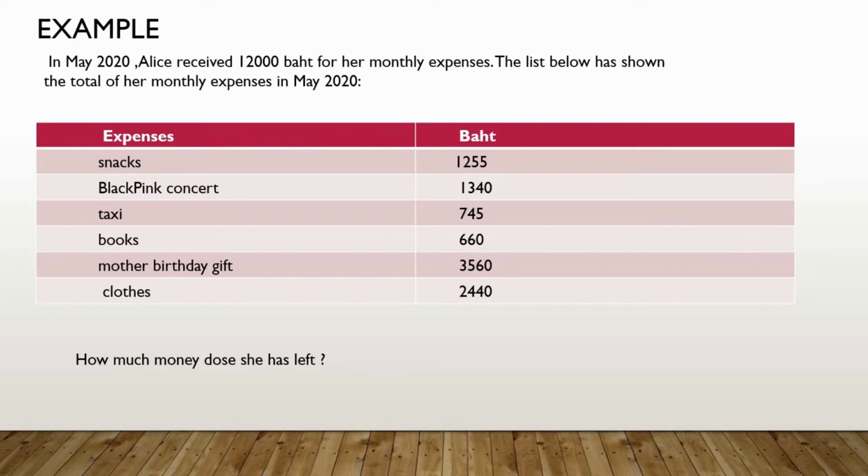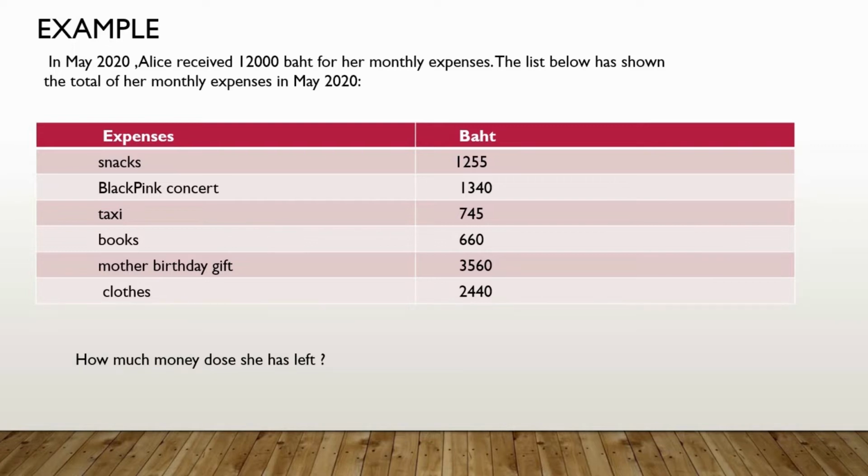In May 2020, Alice received 12,000 baht for her monthly expenses. The list below shows the total of her monthly expenses in May 2020. So the question asks, how much money does she have left at the end of May?